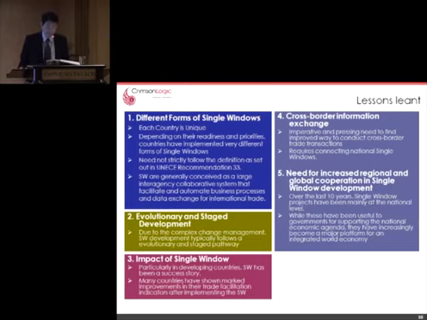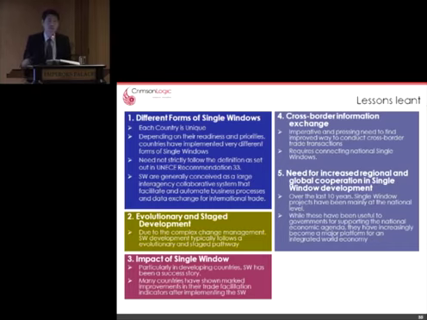The second point is that moving from non-single window to a single window is an evolutionary process. You can do bits and pieces to get from point A to point B. And the third point is that we are seeing a very positive impact of a single window. Once implemented, it really helps to facilitate trade, especially in developing countries and up-and-coming countries.